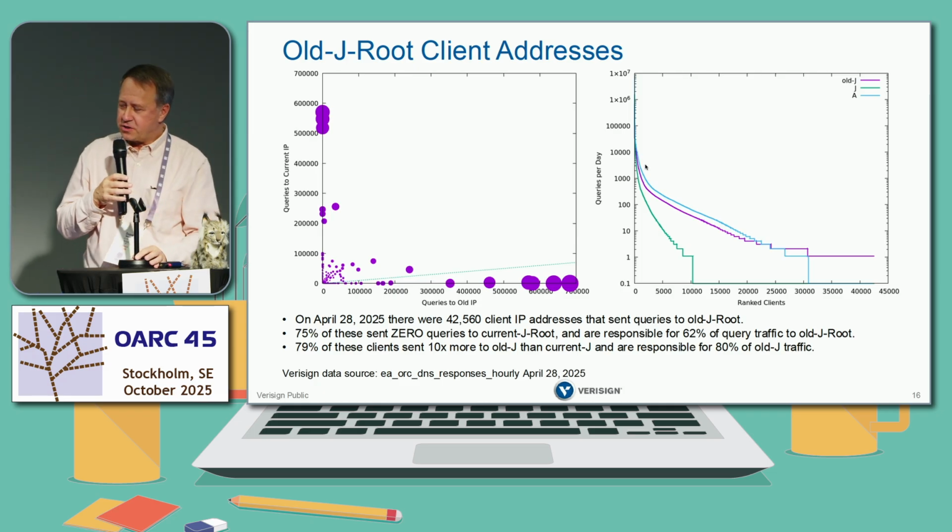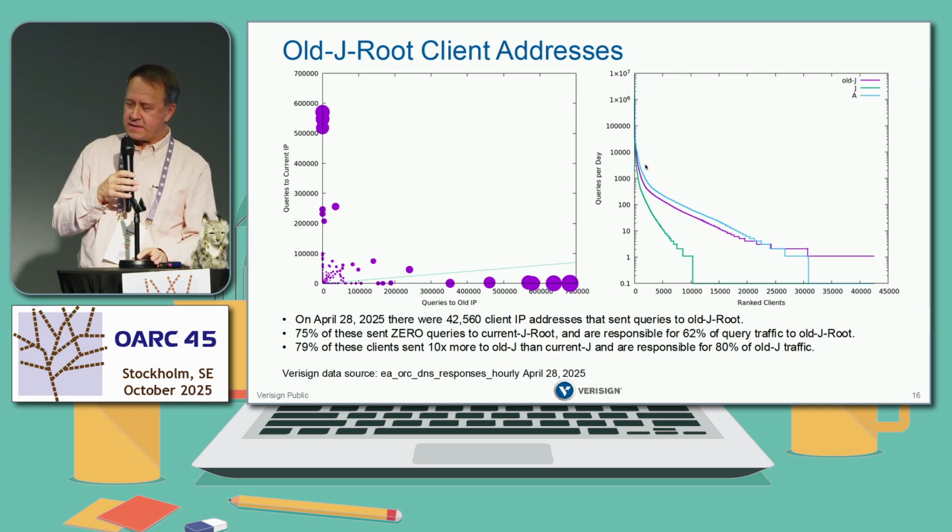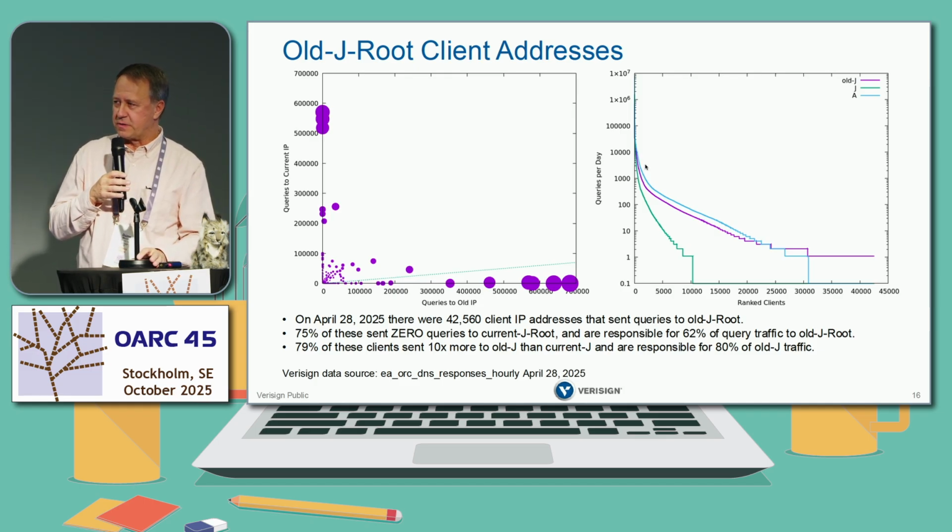The graph on the right shows, for each one of those 42,000 clients, how many queries it sent to the old JRoot address, the current JRoot address, and the ARoot IP address. And the green line represents the current JRoot address. So again, much fewer queries to the current address than the old one.